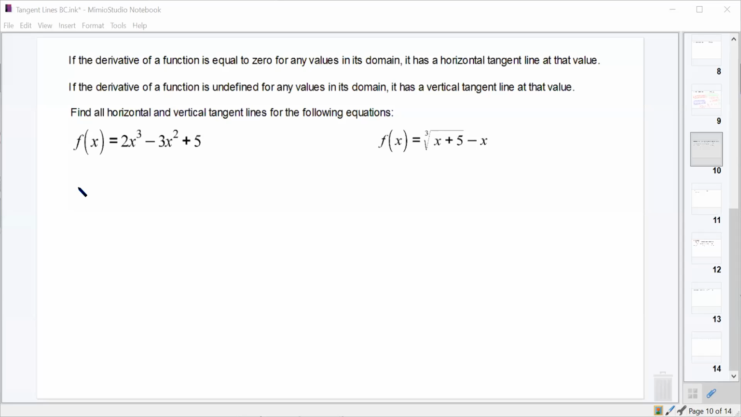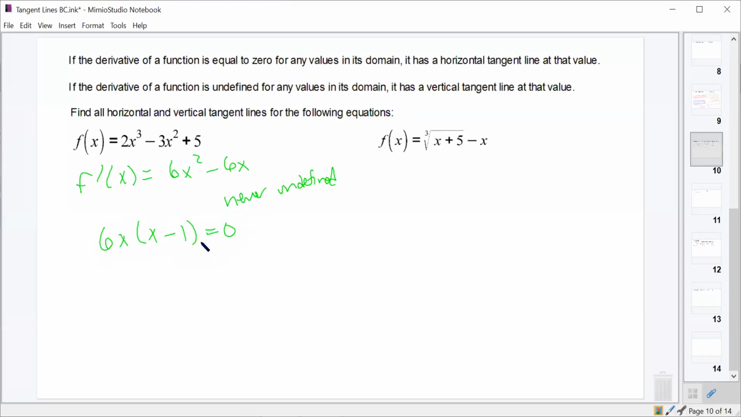So first one, find the derivative. What was your derivative? Should be 6x squared minus 6x. And that's never undefined. It's polynomial, right? Polynomials will never be undefined. And it equals 0, take out the 6x. 6x times x minus 1 is 0, so x equals 0 and x equals 1.